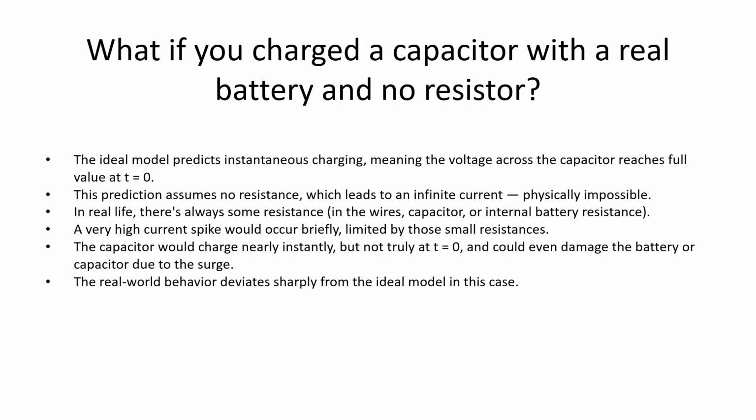For our second and last what-if question, what if you charge the capacitor with a real battery and no resistor? The ideal model predicts instantaneous charging, meaning the voltage across the capacitor reaches full value at t equals 0, or the start of the timing of the circuit. This prediction assumes no resistance, which means we have infinite current, and that's just not possible. In real life, there's always some resistance within the wires, the capacitors, or the internal battery resistance, and a very high current would spike very briefly because it's limited by all those small resistances.